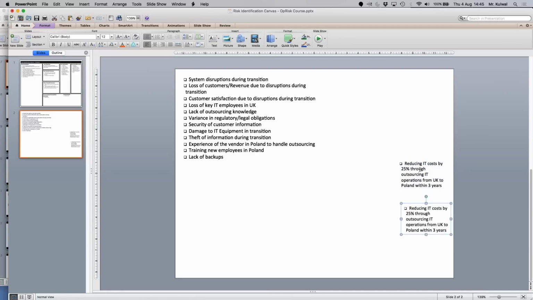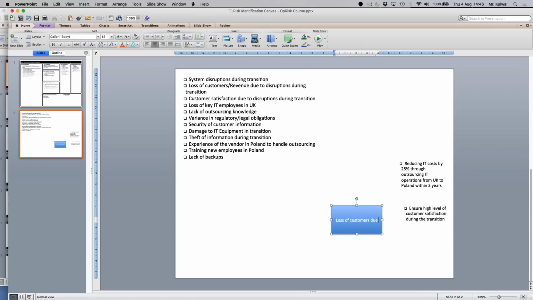But let's say one of the objectives we will have from that initiative is to ensure a high level of customer satisfaction during the transition. That will be one of the tactical or operational objectives which will come out of that initiative. And what we can do is list some of these. So we can say the loss of customer would be one of the consequences, that if that consequence was to happen, then that may impact this particular objective. So let's create and put that uncertainty there: loss of customers due to disruptions during transition.